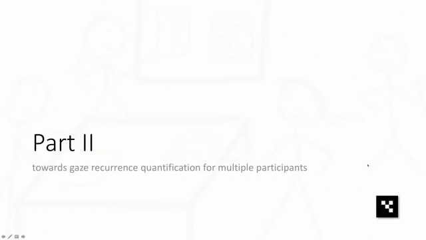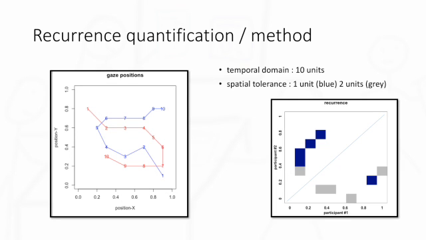In the second part of my presentation, I want to talk about a better method that we use to quantify the recurrence of multiple users' gaze points. Let's assume that we have two participants looking at a two-dimensional space. Our temporal domain is 10 units of time, and we define recurrence when the distance between participants' gaze points is at most 1 unit.